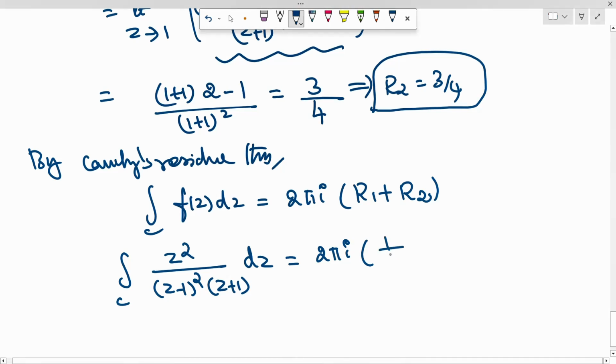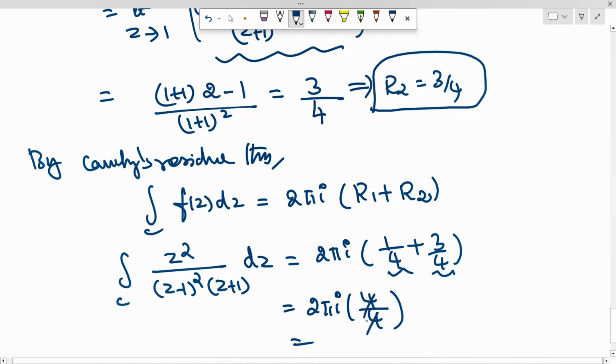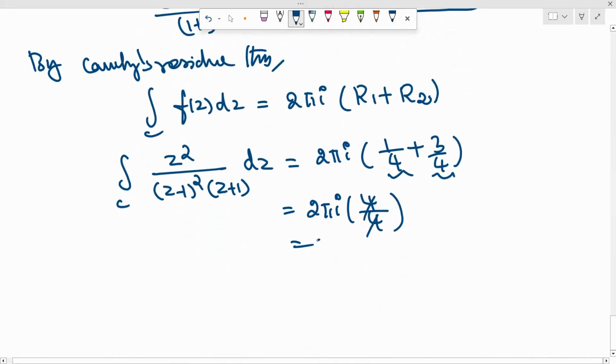Substitute here 1 by 4 plus 3 by 4. If we simplify this one, we will get the required answer. Both the denominator values are the same, so we can add the numerators, which gives 4 by 4. You know this one. The answer is 2 pi i. That's it.